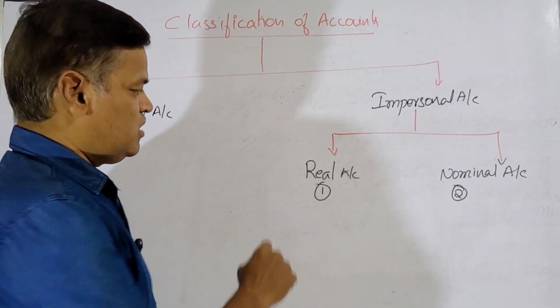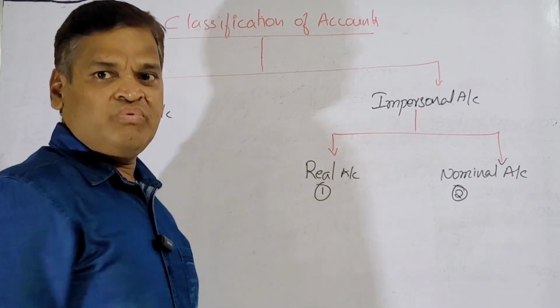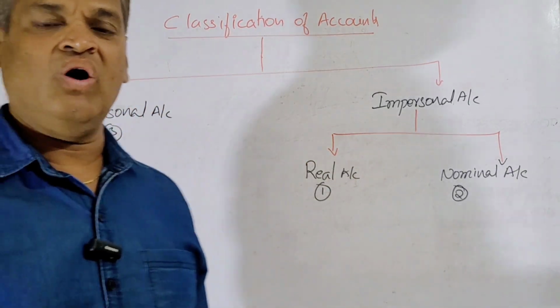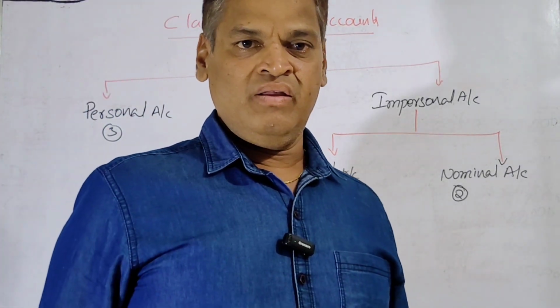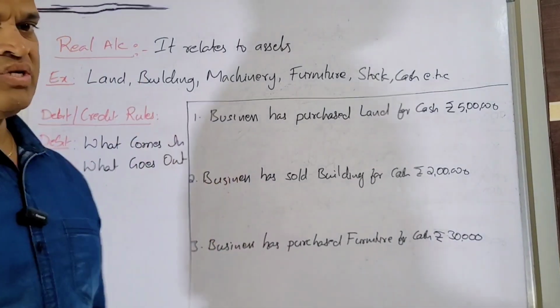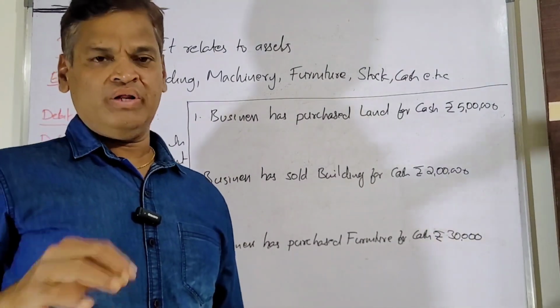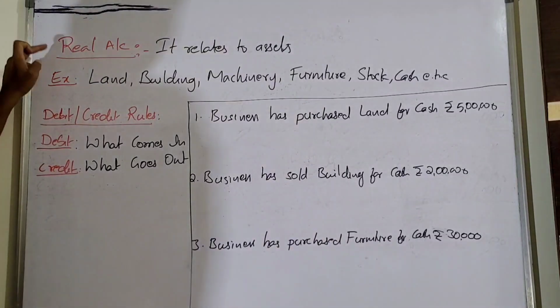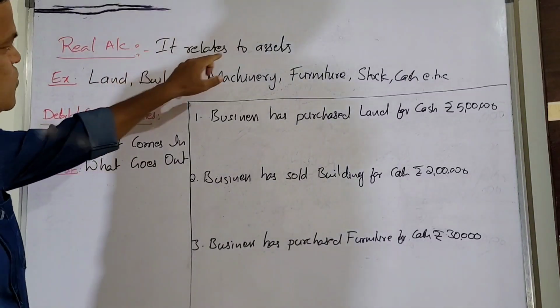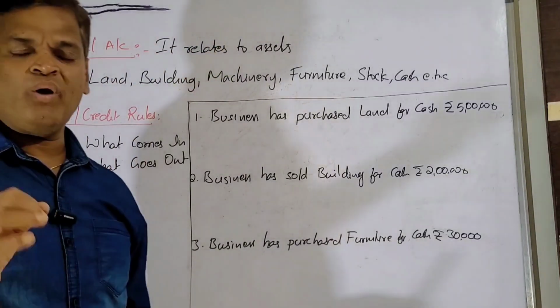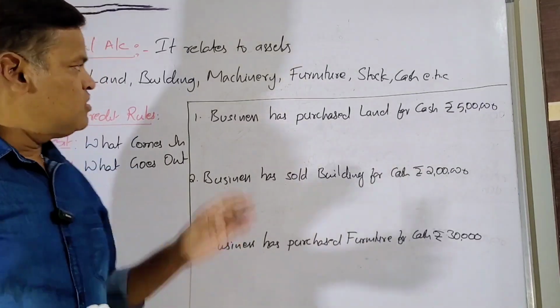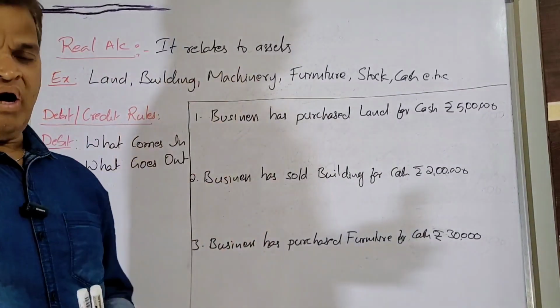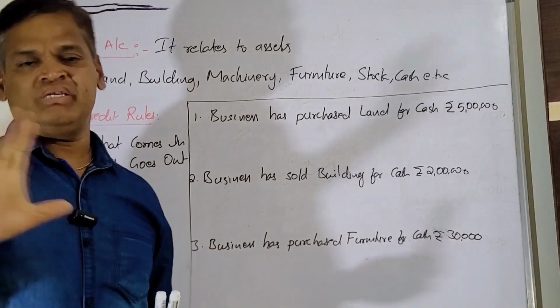First we'll start with real account. We'll discuss real account and how to write journal entries according to real account, right? So first, what do you mean by real account? Real account relates to assets or properties of the business, right?